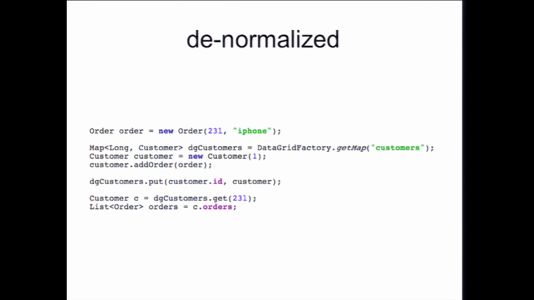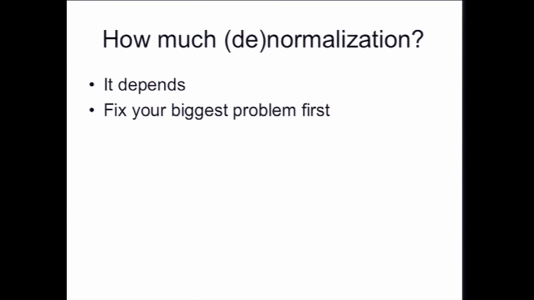But what's bad about this one is, what if you can have thousands of orders per customer? Then when you get the customer, you're getting a giant object back, or when you're updating an order, removing or adding something, it's going to cost more. So there's no rule that you have to go this way or that way. It depends on the application. You have to look for the biggest problem in your app.